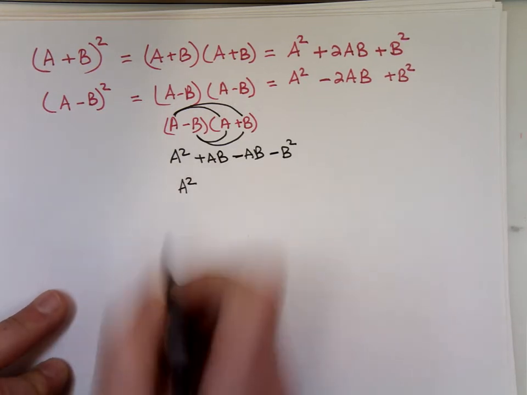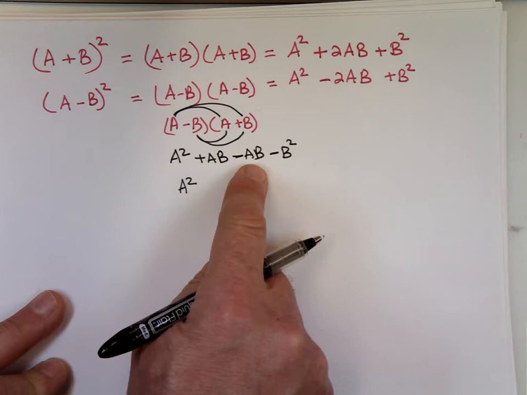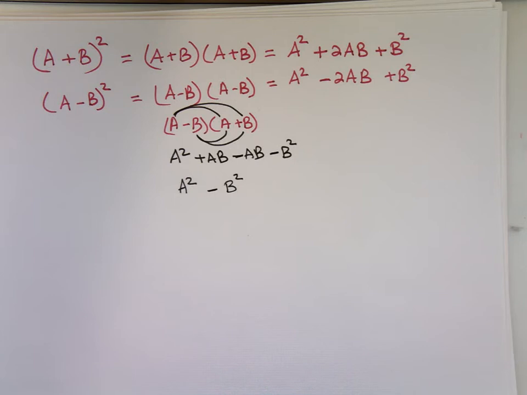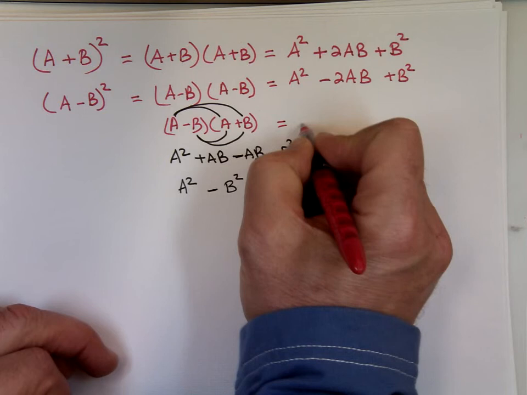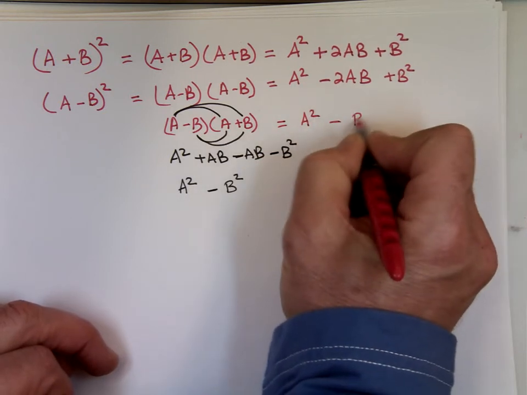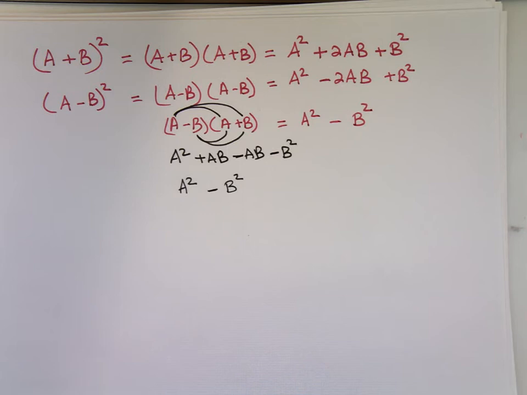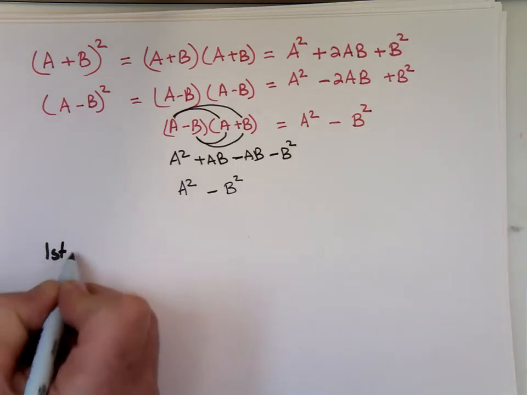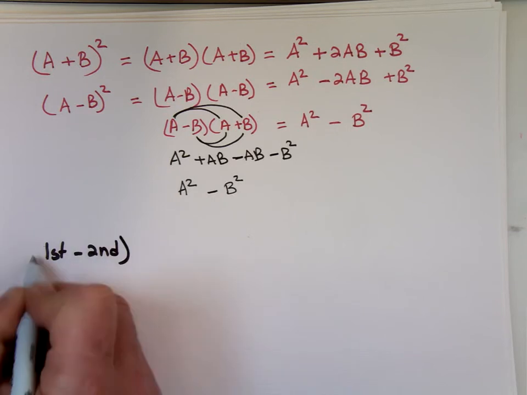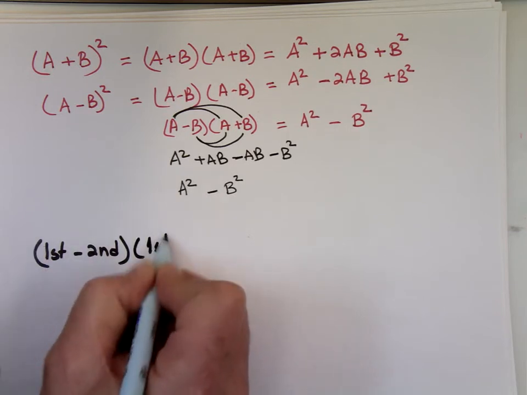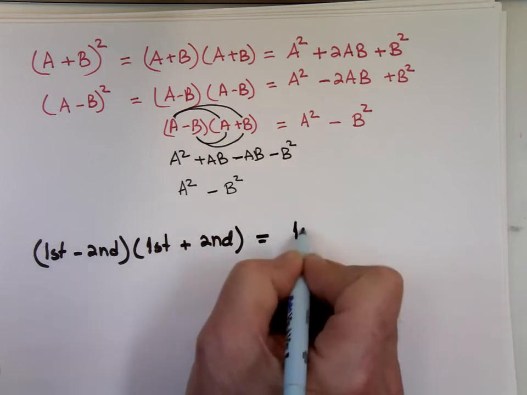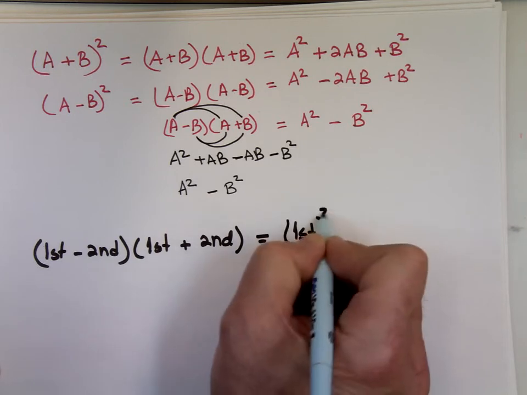What's the story with AB minus AB? 0. They cancel, so what's left? With the minus sign. So when you have a case like this, the answer is always going to be A squared minus B squared. And that's case number 3. If you have a first minus the second, and you want to multiply it by the first plus the second, they have to be identical. The result is always the first squared, minus the second one squared.